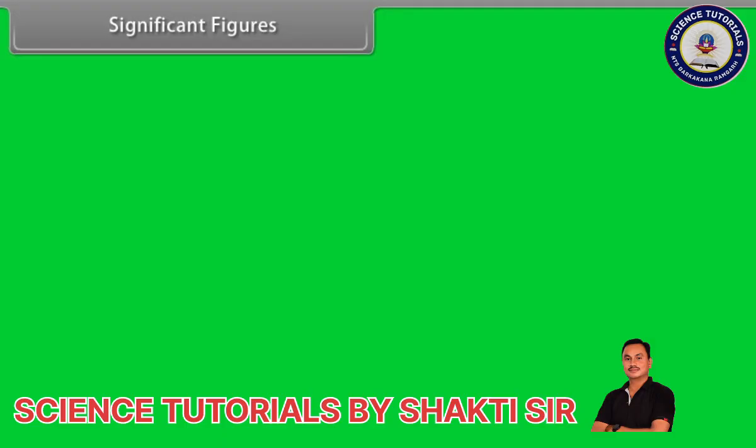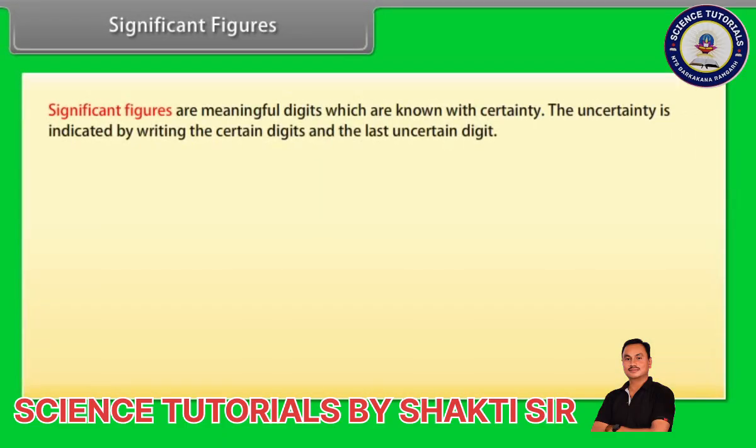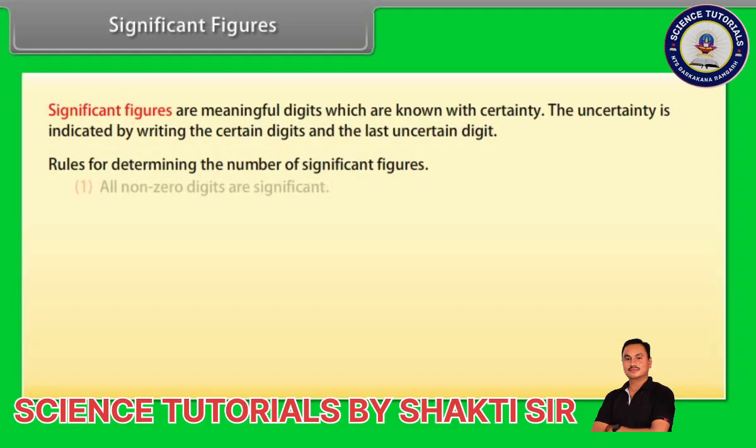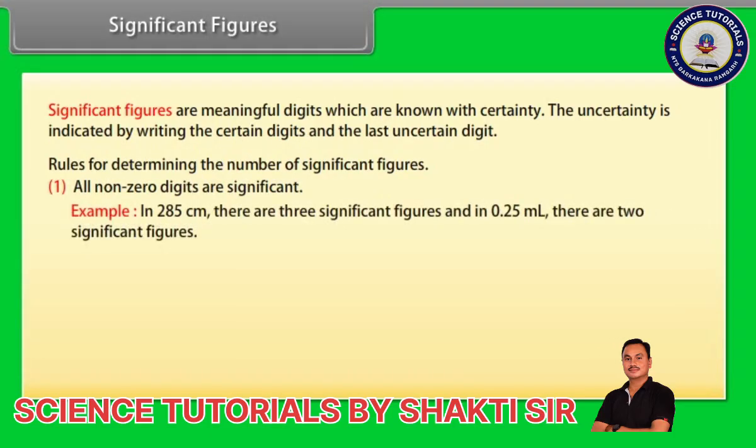Significant figures. Significant figures are meaningful digits which are known with certainty. The uncertainty is indicated by writing the certain digits and the last uncertain digit. Rules for determining the number of significant figures. All non-zero digits are significant. Example: in 285 centimeter, there are 3 significant figures, and in 0.25 milliliter, there are 2 significant figures.